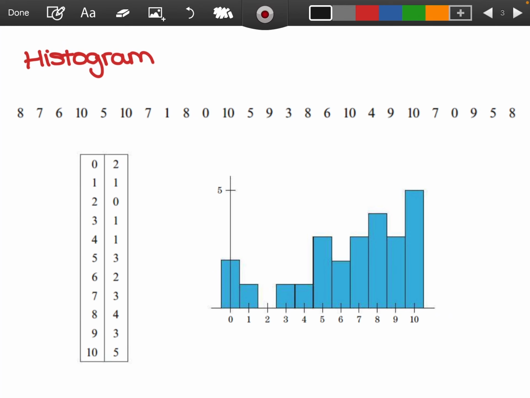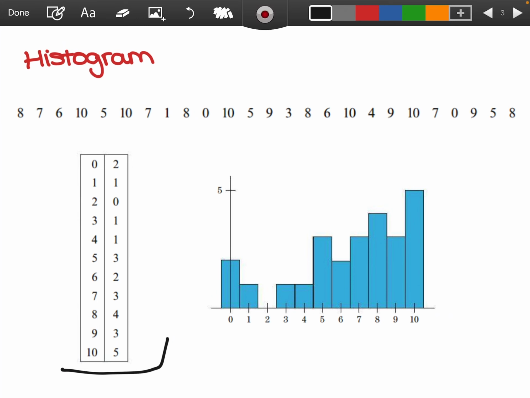First thing you need to do whenever you get this long list of data is you need to somehow condense it into a table and figure out how many of each number that you have. So we look at the number of zeros, ones, twos, threes, fours, etc. So that's what we have in this table here. We've figured out how many people got a 0, how many people got a 1, how many people got a 2, etc. Once you have organised your data, you can go ahead and draw the histogram.